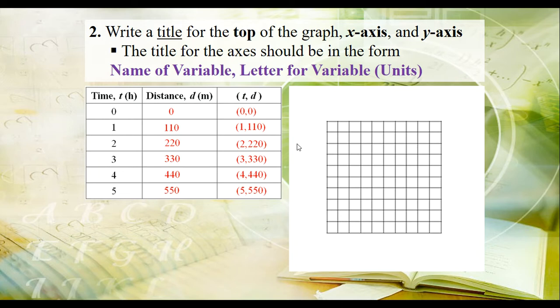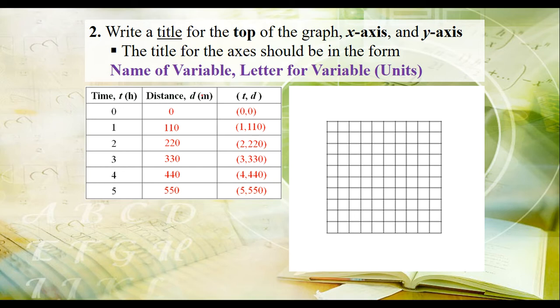Now, when you write a title for the axis, it should go in the following form. The way we would write this is we first of all write out the name of the variable. So for example, if the variable is t, the name of the variable will be time. Then we write a comma. Then we write down the letter used to represent the variable. So we're talking about time, the letter would be t. And then in brackets, we identify the unit of measurement.